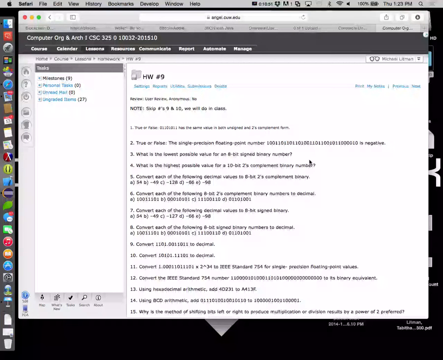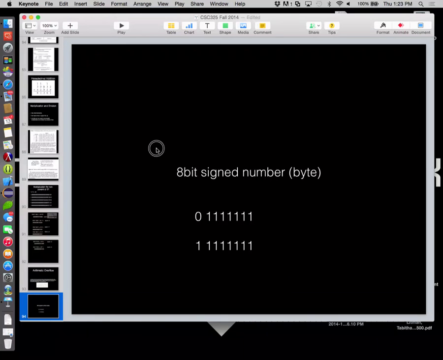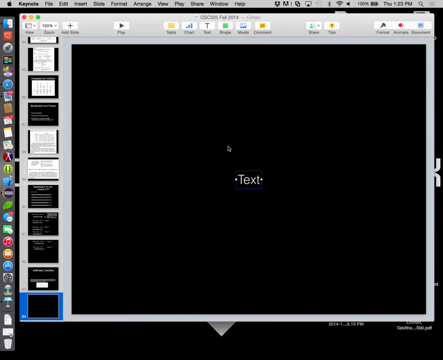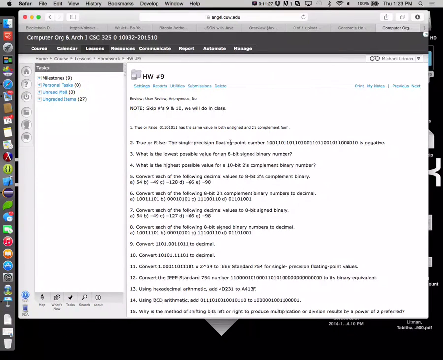What is the highest possible value for a 10-bit 2's complement binary number? So 10 bits. I deleted number 4 off of my document when I was going through and giving all the answers. Number 4 is no longer in my document. I deleted the question. Okay. So there's a 10-bit number, right? What's the highest possible value for a 10-bit 2's complement binary number?